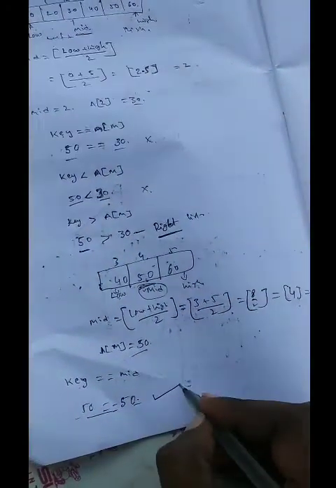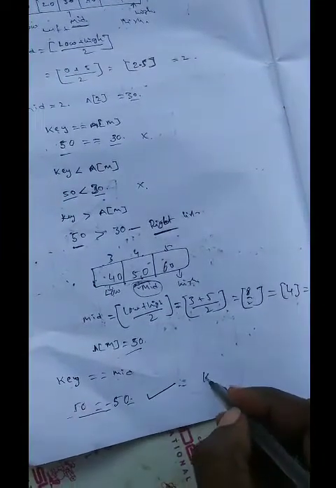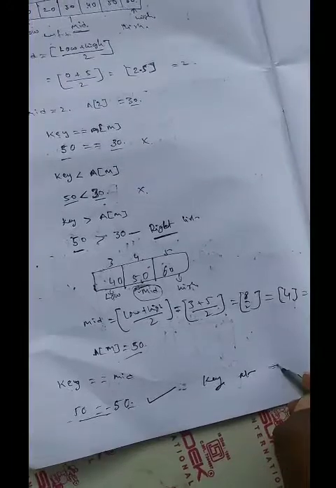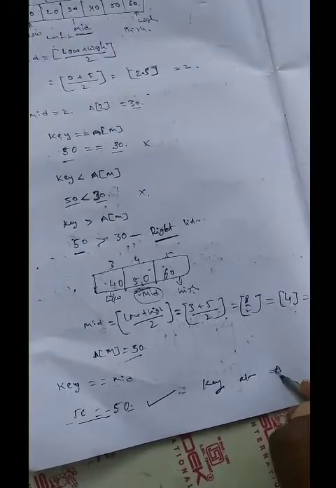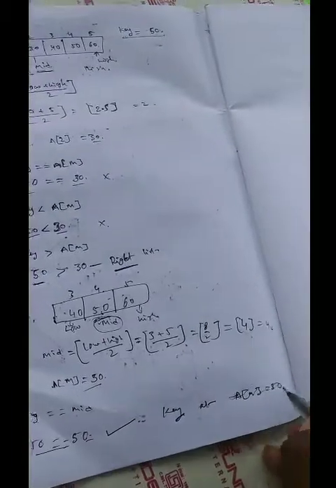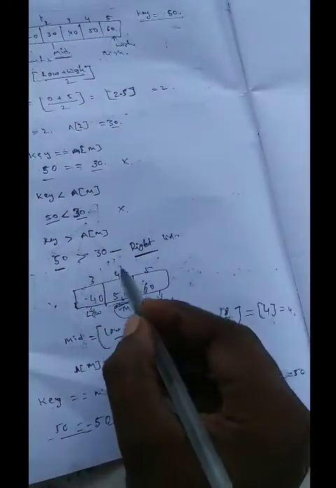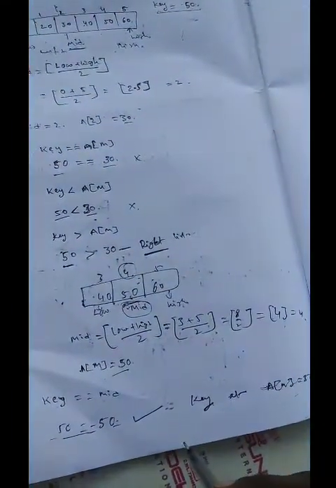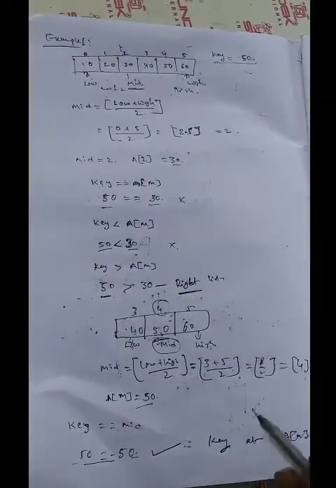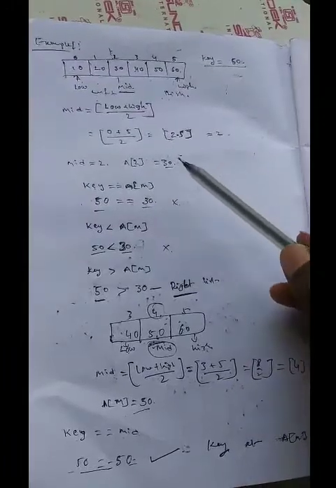Yes, so we found the key element at position, that is A of mid, 50 at index 4. So we found the key in the given array by applying binary search.